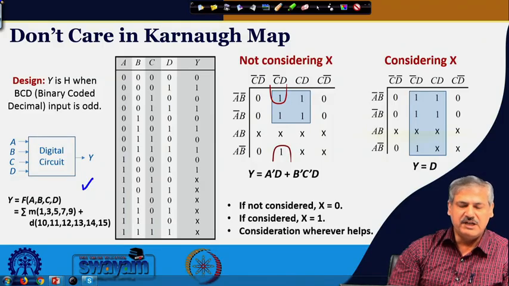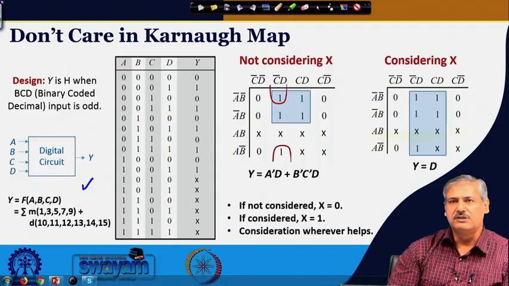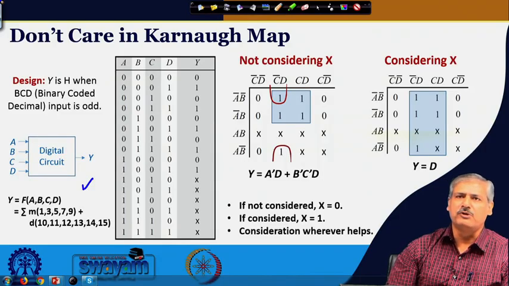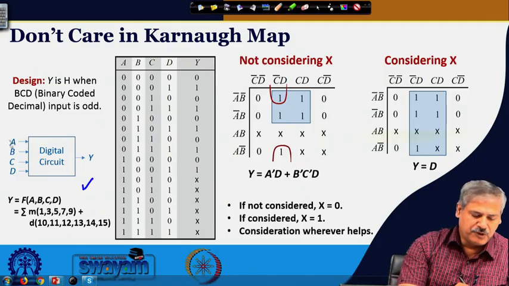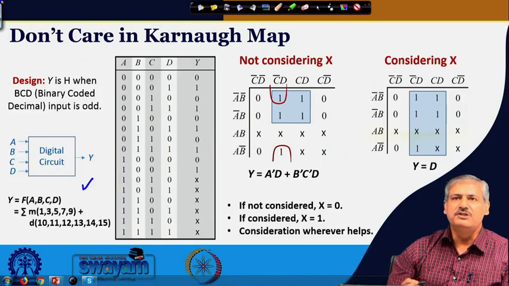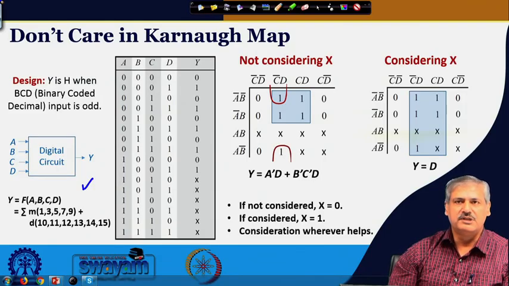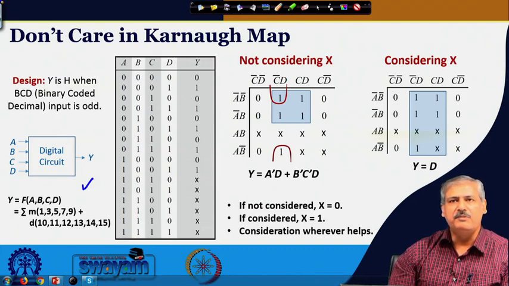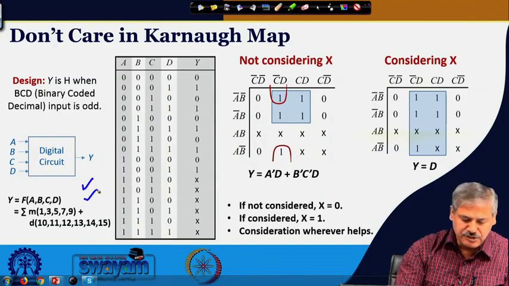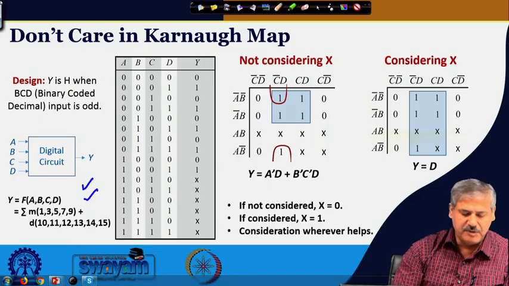Whenever the input is odd, that means 1, 3, 5, 7, 9, the output will be high, otherwise the output will remain low. Now, for these 4 variable inputs, when you form the Karnaugh map, there are 16 possibilities. Beyond 0 to 9, that means 10 to 15 in decimal equivalent, you do not need to care, because those inputs will never come. The input is mentioned as a BCD input, binary coded decimal input. So, we write in SOP, in the min term representation.